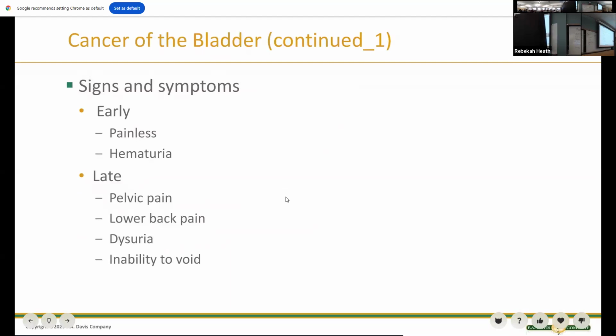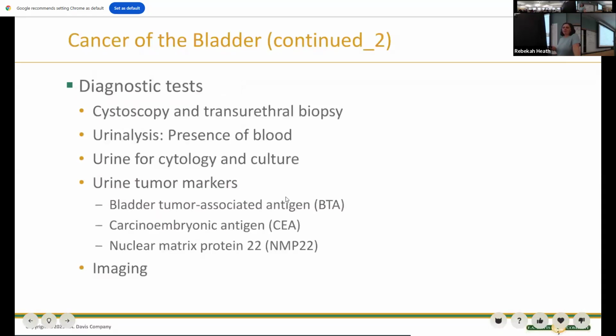Usually what we find is in the later stages, they start having signs that are similar to a urinary tract infection. They start having a little bit of pain, a little bit of dysuria. They might have a little bit of hematuria, blood in the urine. They might have a difficult time peeing, especially if there's a blockage, like a tumor that's blocking.